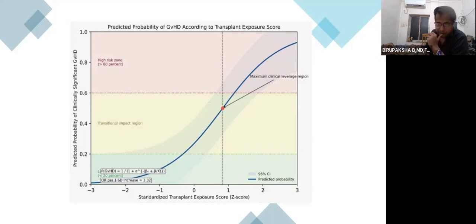It becomes very important. What happens if we do not work on it out here? This is of course the high risk zone. This is the low risk. Of course, it depends on plenty of factors. It's multifactorial. See, the odds ratio of GVHD goes up by 3.32 per one standard deviation. That's what it's written out here. So that's the problem. We need to hit at this mark.